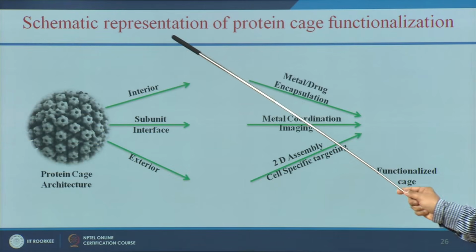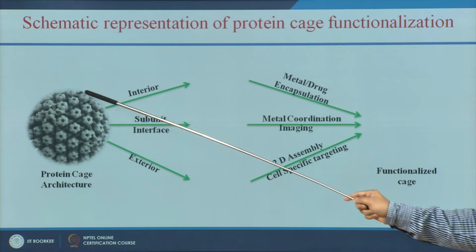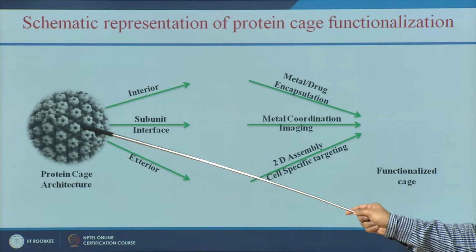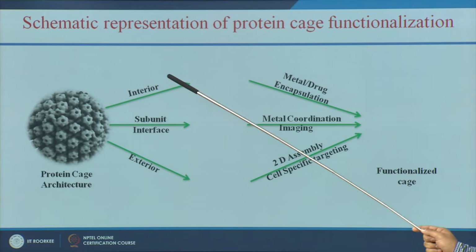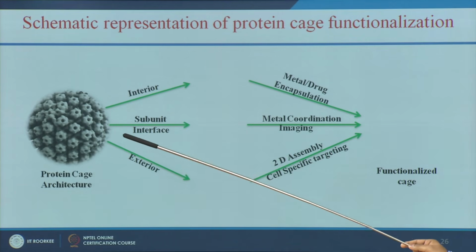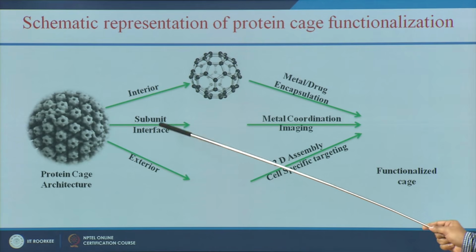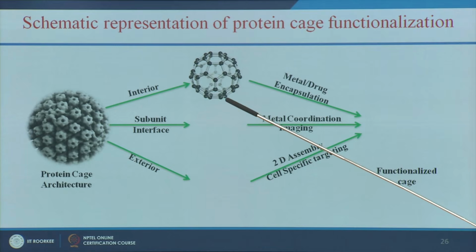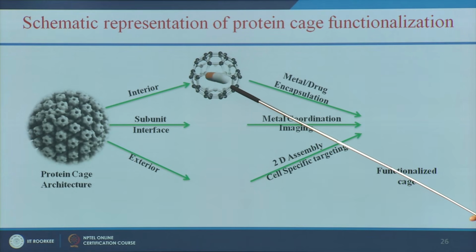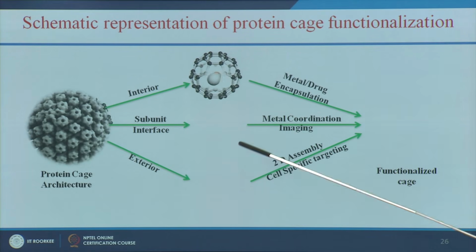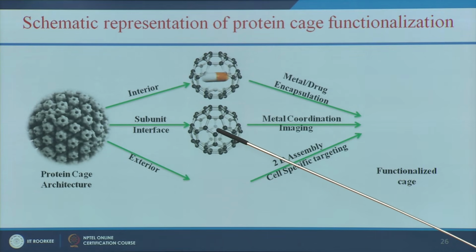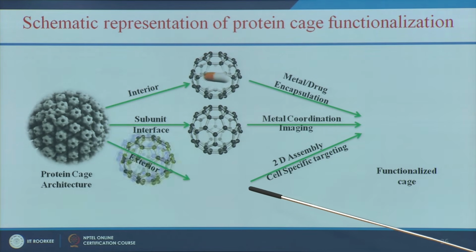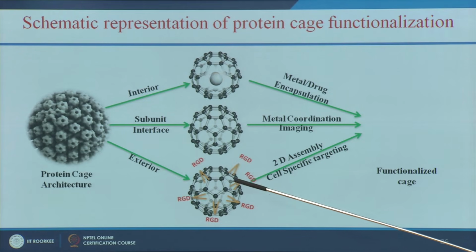So this is a schematic representation of a protein cage, and this is a protein cage architecture. It is our viral capsid. You can assume this structure to be like a football. Okay. So you can see here it has an interior, a subunit interface, as well as an exterior. So in the interior we can add any kind of therapeutic molecule, we can add any anti-cancer drug or any other therapeutic molecule, and in the subunit interface we can add gadolinium metal ions. So this will be useful for imaging applications, we can use it for cancer imaging, and again in the exterior we can add RGD peptides.